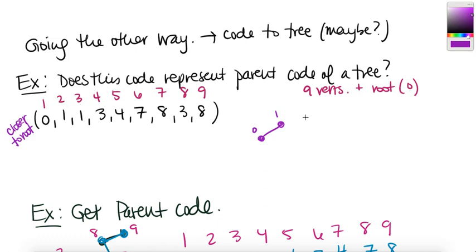So I have an edge from 2 to 1, and 1 is closer to the root. This tells me I have an edge from 3 to 1, and 1 is closer to the root. This tells me I go from 4 to 3.